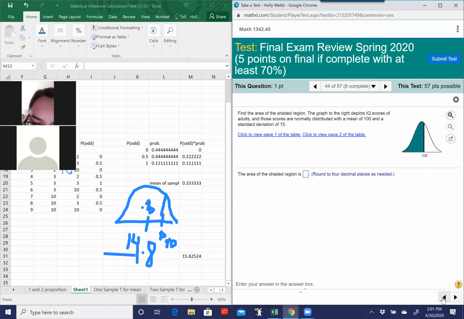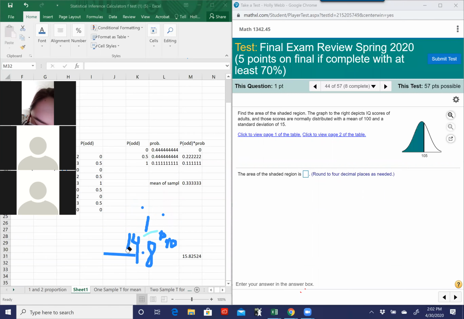I was thinking about doing 44, but maybe we already did one like it. You guys tell me, this says find the area of the shaded region. What would you use in Excel? When do you use norm.dist? That's right, you'd use norm.dist. And it's to the left, so you could just put in plain old norm.dist.